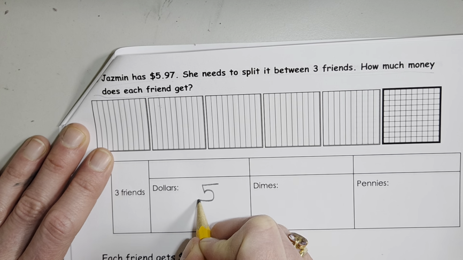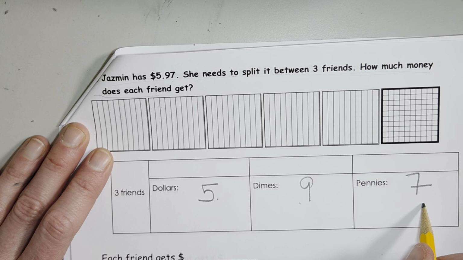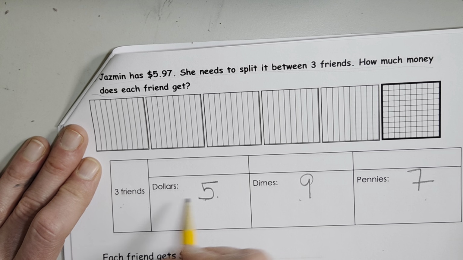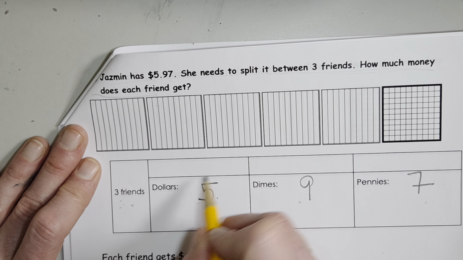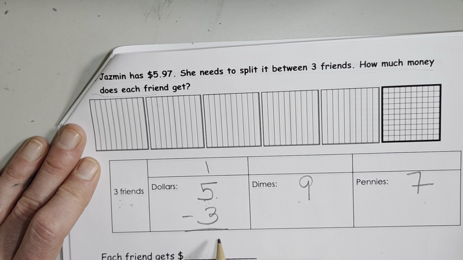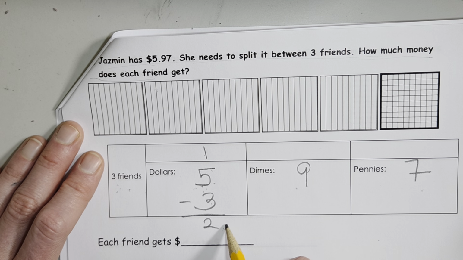Jasmine has $5.97: $5, 9 dimes, 7 pennies. Let's talk about her 3 friends. Can 3 friends each get $1? Yes, and that's all they get. 5 divided by 3 only goes 1 time because 2 times 3 is 6, that's too much. So 1, 3 times 1 is 3. Minus, so 5 minus 3 is 2. We have $2 left over.